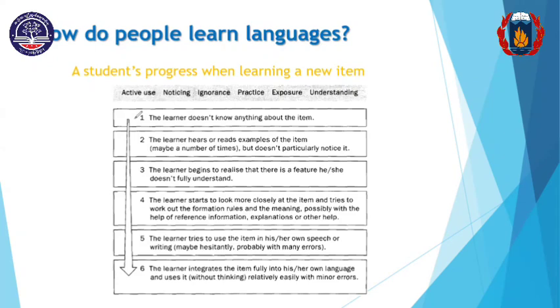In the first stage, they don't know anything. This stage is noticing, according to the diagram. And here they begin to realize that they don't fully understand. No, this one is not noticing. This is noticing. This one is exposure.